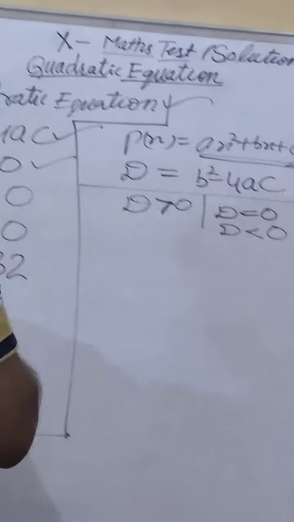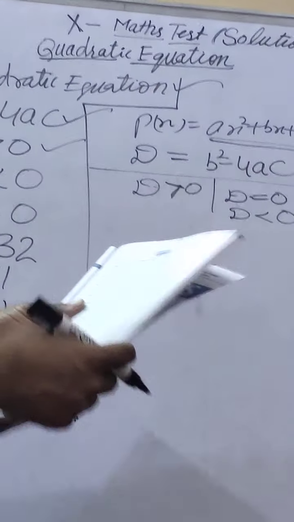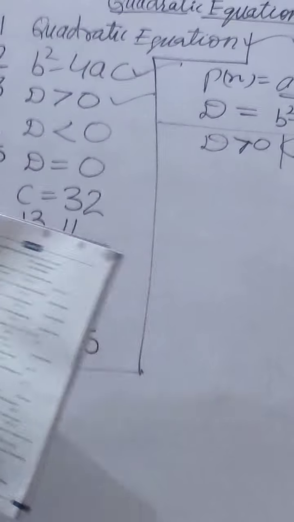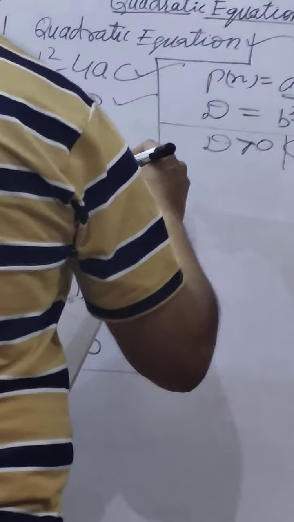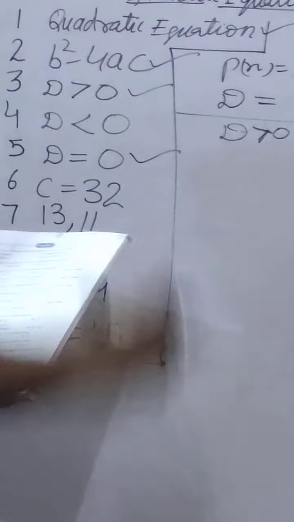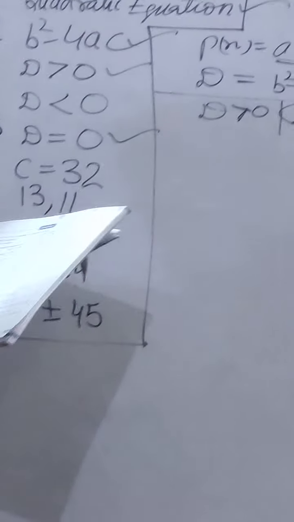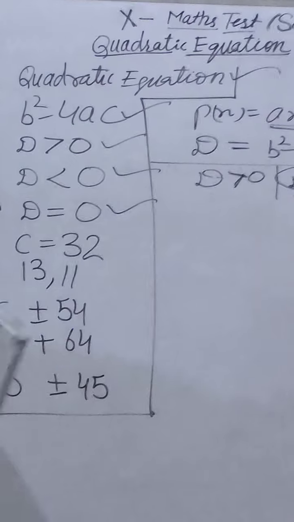So now, fifth question. What is fifth question? The quadratic equation has two equal roots. So for equal roots, what is the condition? D equal to 0 is the answer. Clear this? And now fourth question left here. What is the fourth question? The quadratic equation has no real roots. For no real roots, I have told D less than 0, this part is correct.